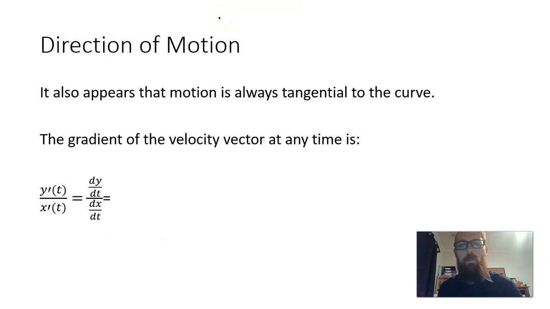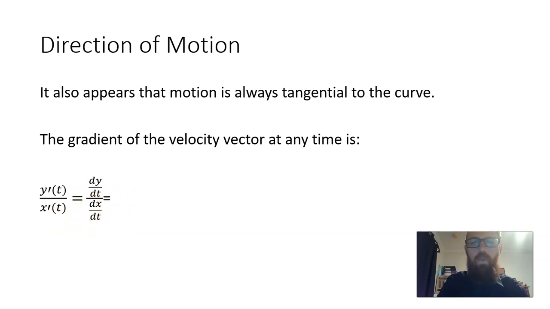All right, so we're also interested in the direction of the motion, and it appears that that is always tangential to the curve. We drew that in the first slide. It was tangent at all times, and we can prove that. The gradient of the velocity vector at any time is y dash t over x dash t. So if we substitute in our values, it's dy by dt for the numerator, and the denominator is dx by dt.